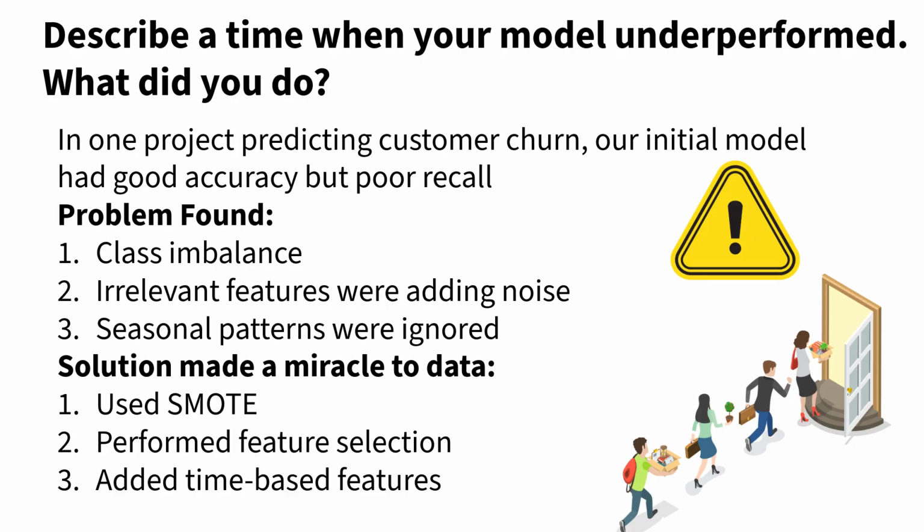Seasonal patterns were ignored. So I used SMOTE to oversample minority classes, and I performed feature selection with mutual information. I additionally added time based features like months since last interaction. The recall improved significantly. Sometimes fixing performance is not about new algorithms, but better data understanding.